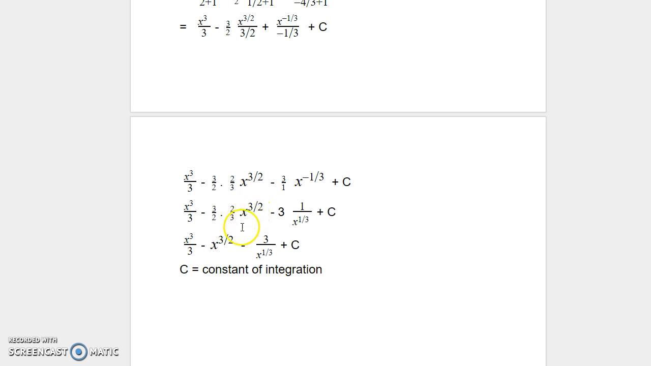So the rest of the equation is x to the power of 3 over 2 minus 3 divided by x to the power of 1 over 3 plus c. So this is our solution, where c is the constant of integration. As we mentioned before, whenever we complete the integration process, we're going to add a constant c to the solution part. Let's look at the next example.